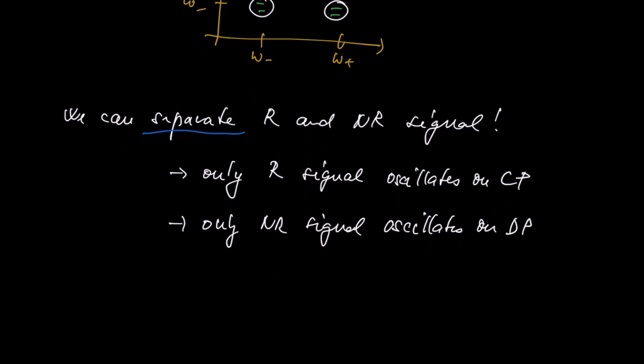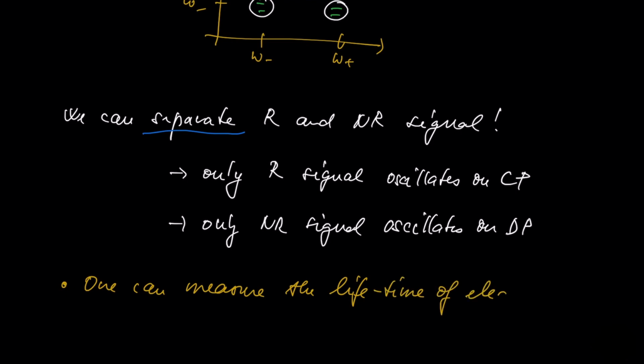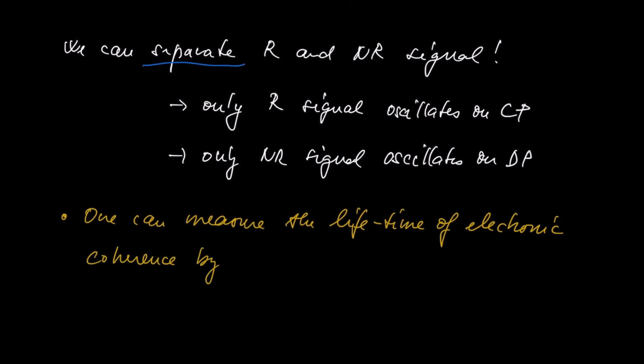So we can conclude that a very important property of this 2D spectrum is that one can measure the lifetime of electronic coherence by 2D FT spectroscopy.